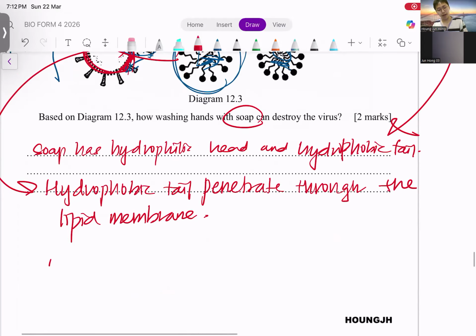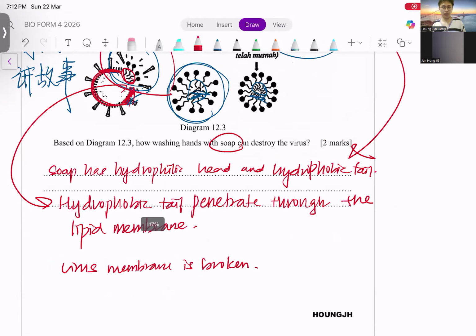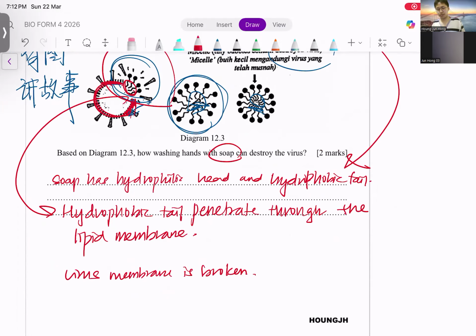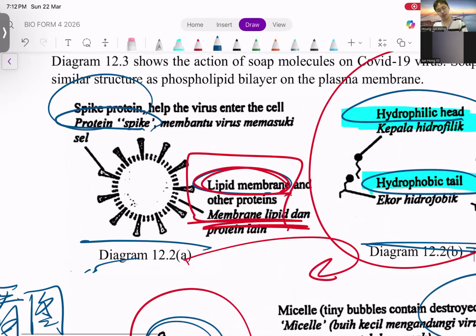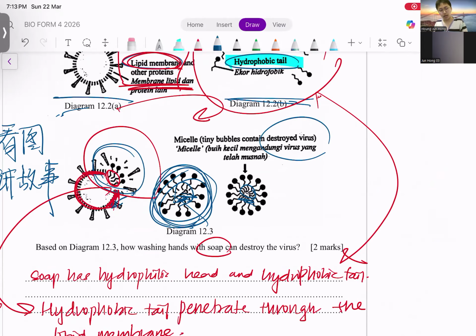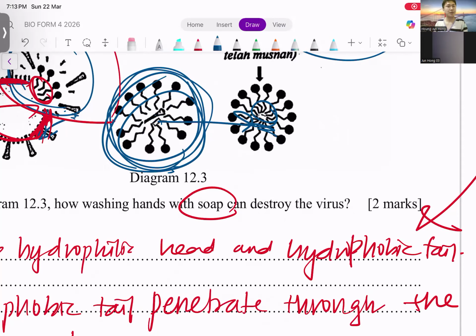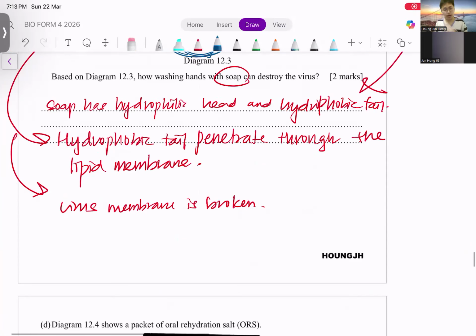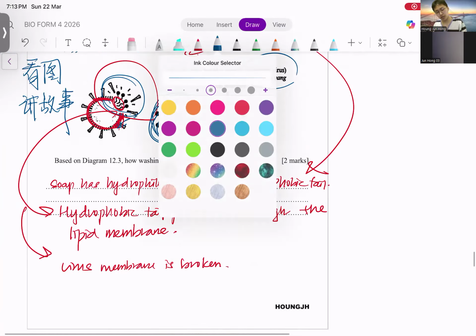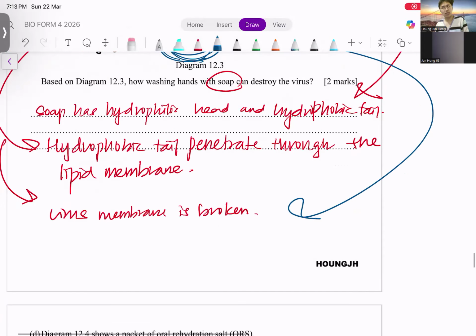So with that, you can see the virus membrane is broken. What happened next? Yes, you see the protein. Remember this protein thingy? This protein is the one that helped the virus enter your cell. Now that this protein is broken, it's detached, and you see what happened? They are disintegrated. The protein is then carried away and gone. So now the protein no longer exists on the virus.